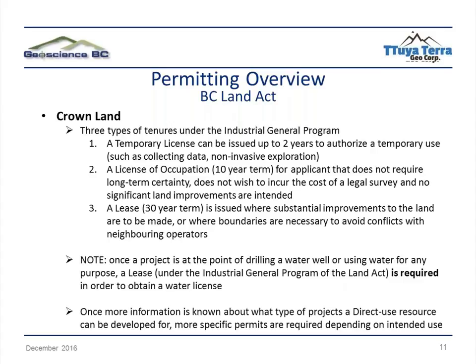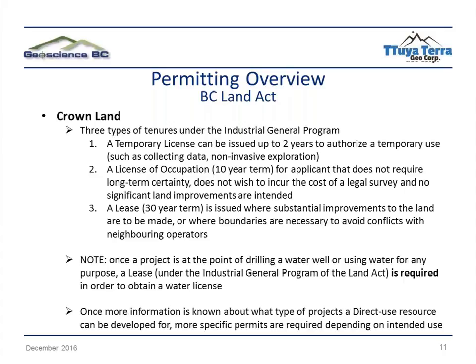There are three types of tenures under the Industrial General Program. There is a license that's a temporary license and can be issued up to 2 years, and this authorizes a temporary use, such as the exploratory stage of a project. So things like collecting data and non-invasive exploration. So if you're going out and doing geophysical surveys, or geological mapping, collecting soil samples, collecting biogeochemistry samples, so taking samples of tree bark, for example, those things would fall under this type of tenure.